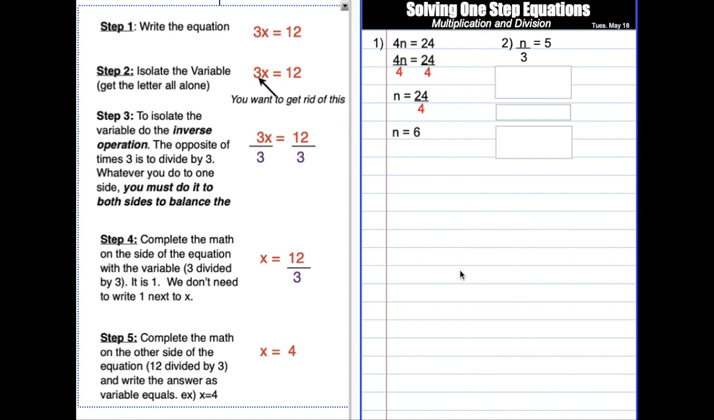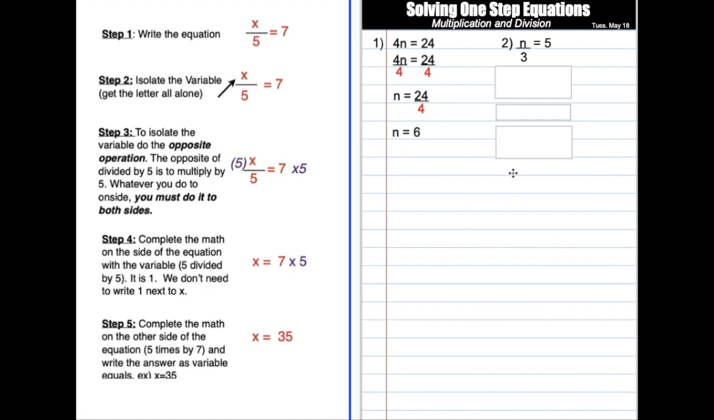Let's have a look at our division one now. So here I have n, and this line means divided by 3 is 5. So something, a number, divided by 3 is 5. Some of you, again, probably know right away because you know 5 times 3 is 15. But we are focusing on our steps. So step 1 is to write the equation, which has already been done for you.